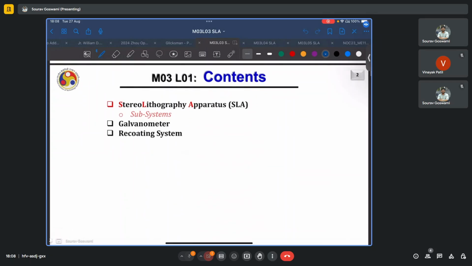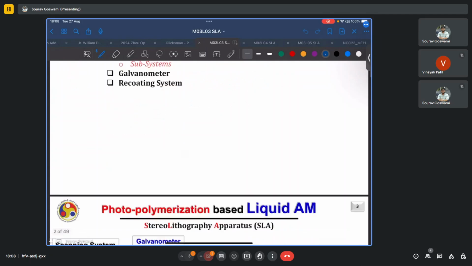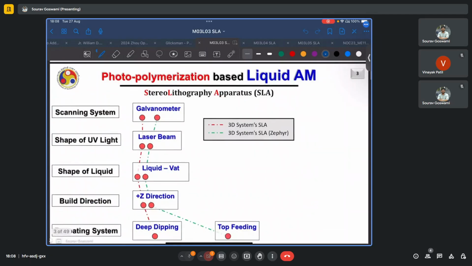We had been looking at liquid-based additive manufacturing processes. We had already looked at the most predominant and the first developed commercialized process, which was SLA. We'll continue looking at more of its subsystems and also look at some of the other liquid-based AM processes which have commercial use.